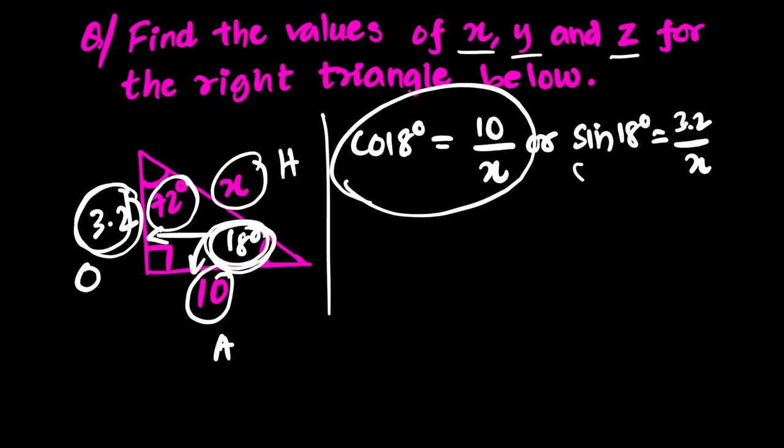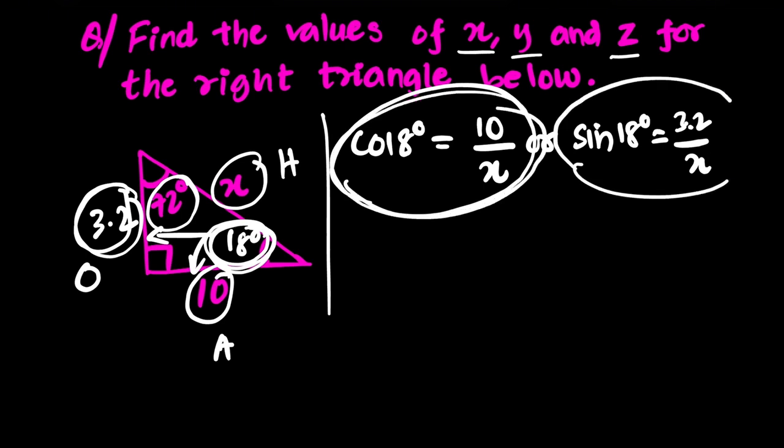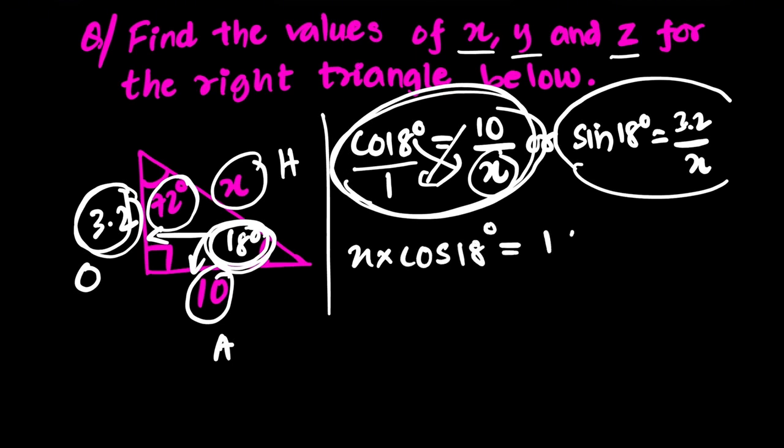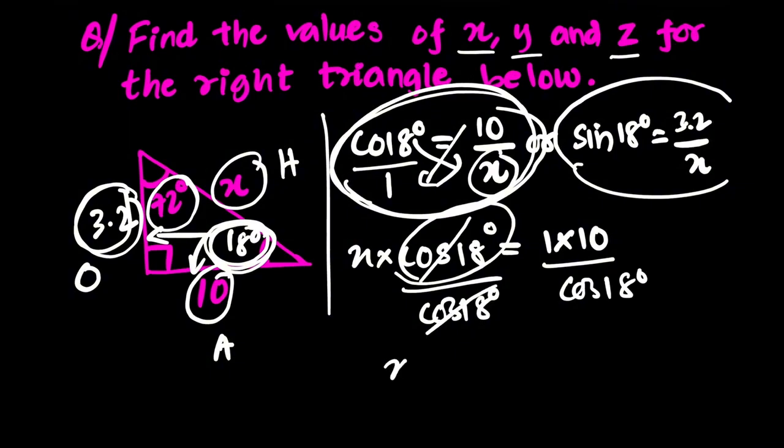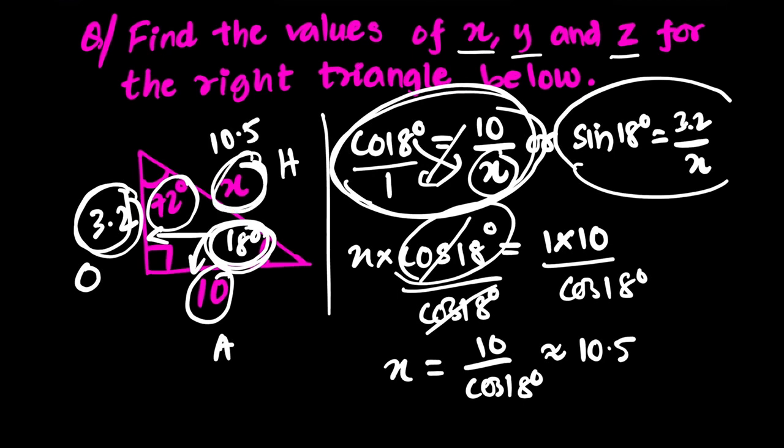You can use any of these proportions to find the value of x. So let me use this first proportion. There is a denominator of 1 here. To find the value of x, cross multiply this proportion. x times cos of 18 degree equals 1 times 10. Remove this cos of 18 degree by dividing cos of 18 degree on both sides, which gives us x equals 10 divided by cos of 18 degree, which is approximately equal to 10.5. So the value of this x equals 10.5.